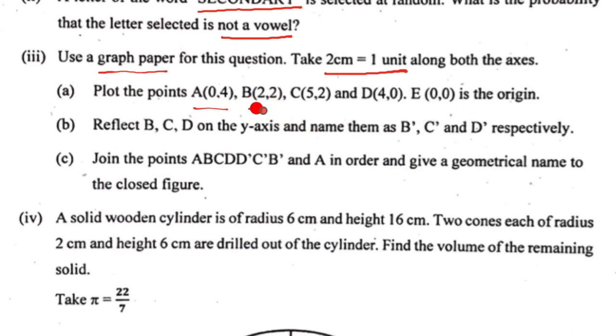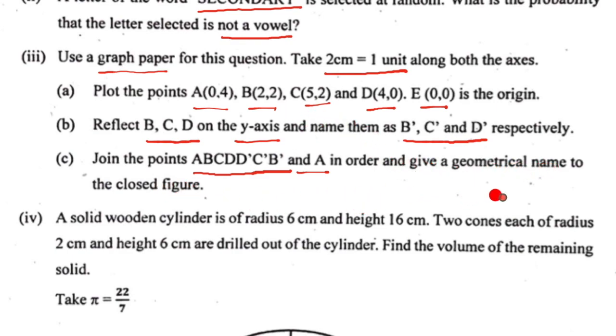Plot A, B, C, D, E, which is the origin. Then reflect B, C, D in the y-axis and name them as B dash, C dash, D dash respectively. Join the points A, B, C, D, D dash, C dash, B dash and A in that order and give a geometric name to that closed figure.